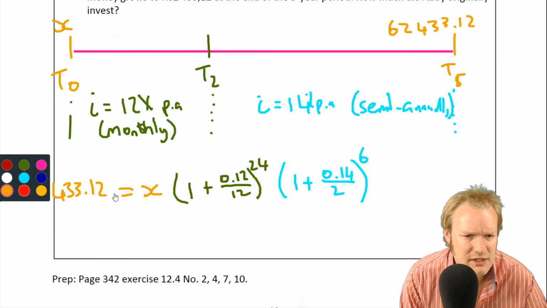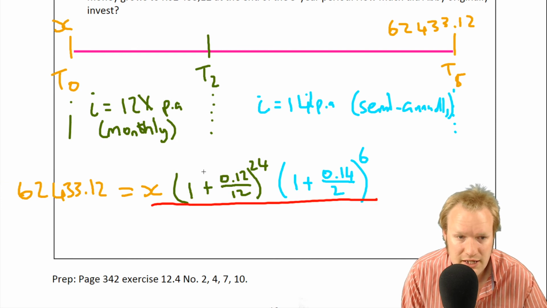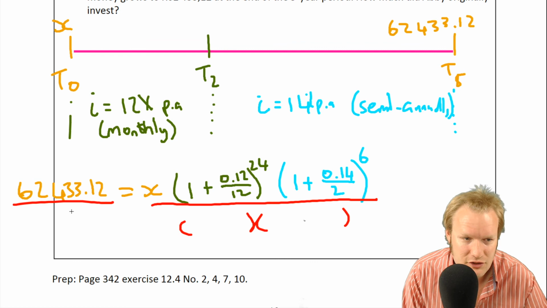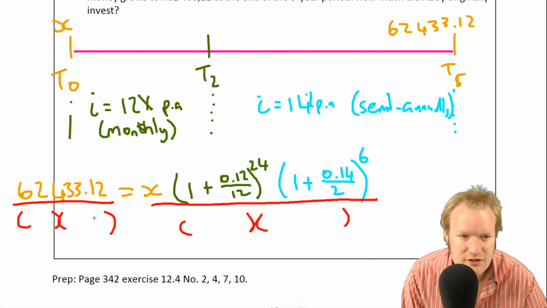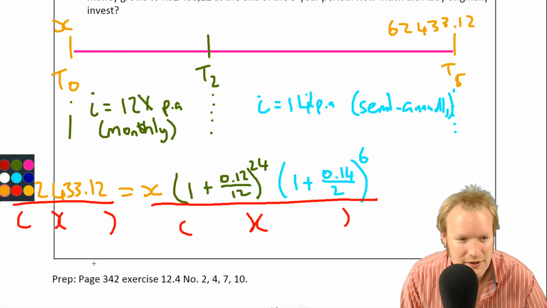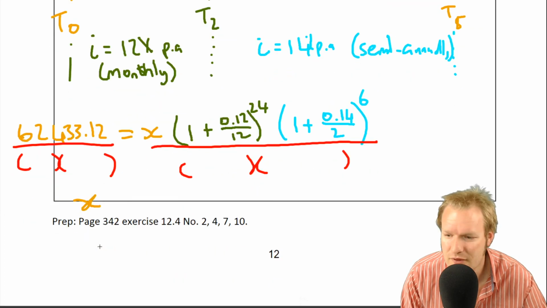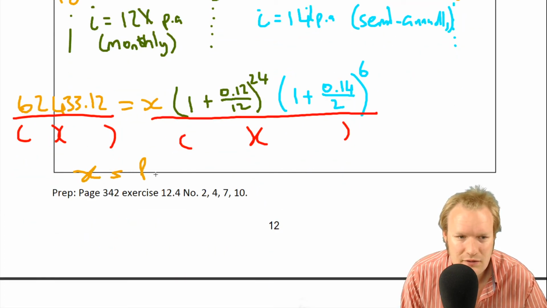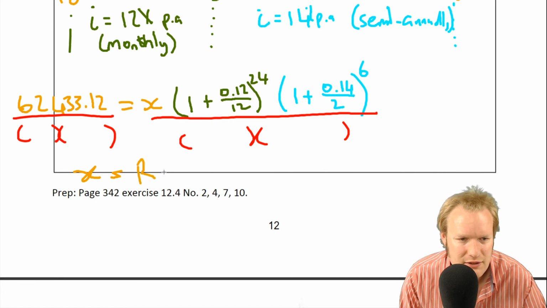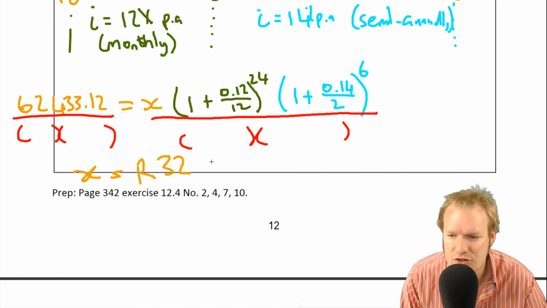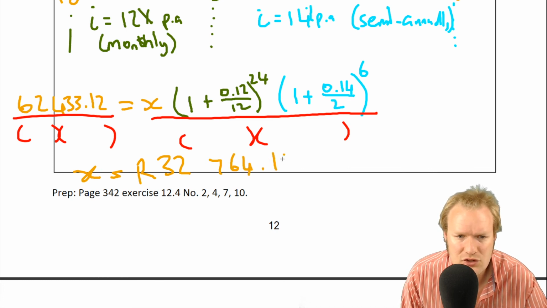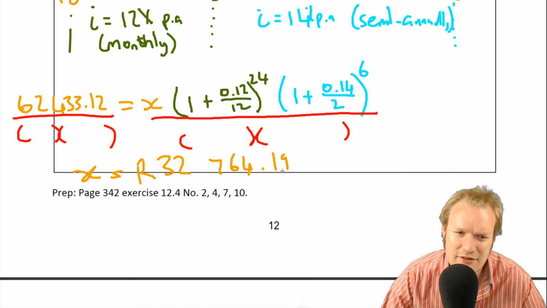What do we need to do? Well, divide each side. Divide that whole side by that. I'm going to be lazy and do that. Whatever you do on one side, you do on the other. So you put that whole thing into your calculator and you get X equals 32,764.19. That's how much Abby invested.